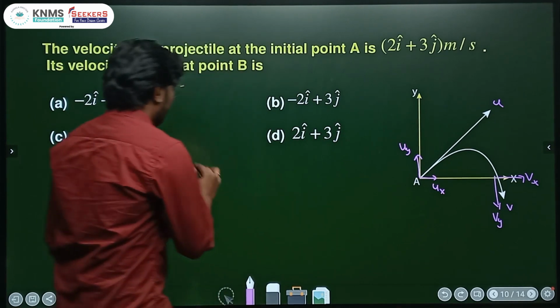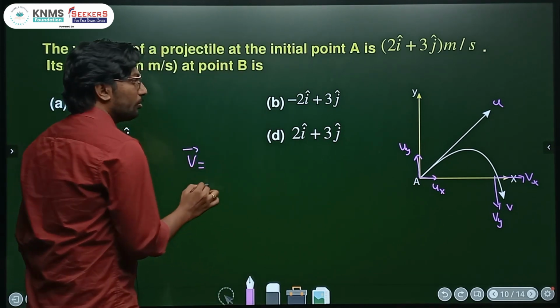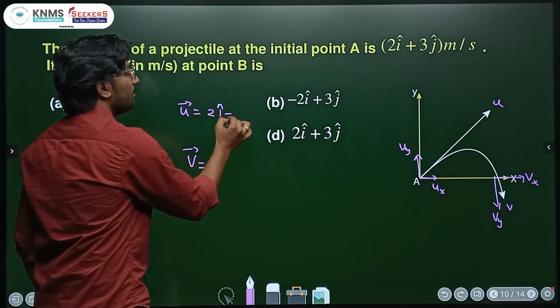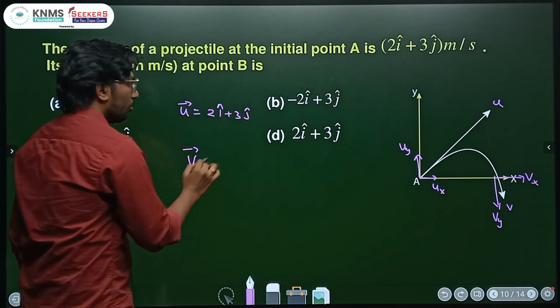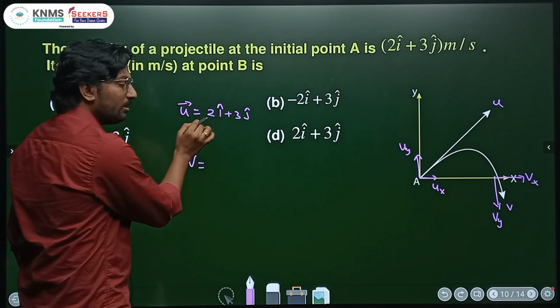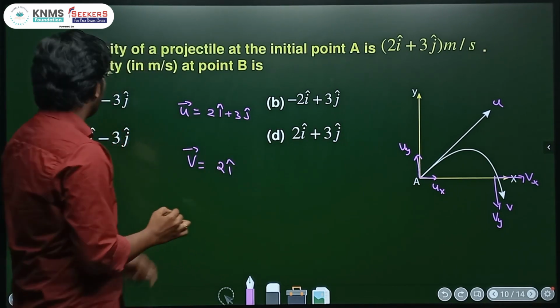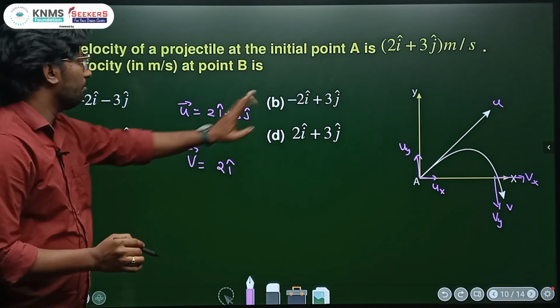So therefore the final velocity should have the same. The initial velocity is given as 2i cap plus 3j cap. In the final velocity, the x component will stay as it is. That means this will also be 2i cap. So you can eliminate options A and B.